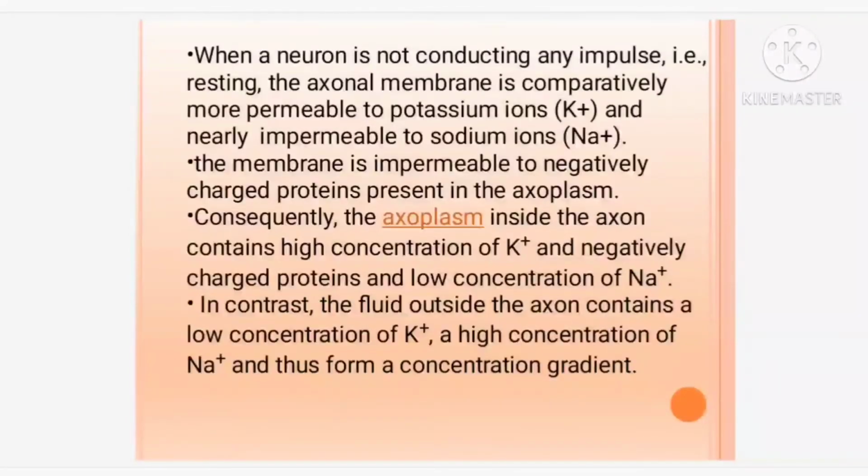Now, we will just look into the theory part. When a neuron is not conducting any impulse, that is resting, the axon membrane is comparatively more permeable to potassium and impermeable to sodium. This membrane is impermeable to negatively charged proteins also. Consequently, the axoplasm, that is the fluid present inside the axon, has a high concentration of potassium and negatively charged proteins, and a low concentration of sodium. In contrast, the fluid outside has low concentration of potassium and high concentration of sodium, isn't it? And they are forming what?